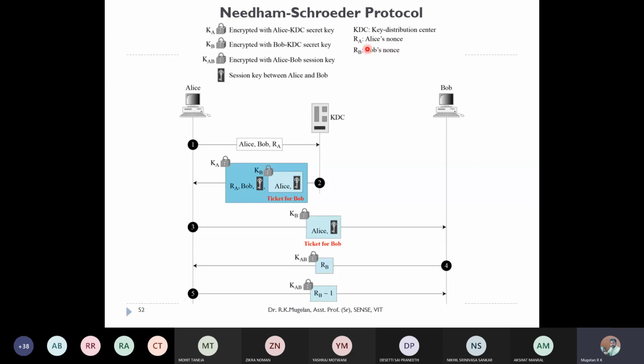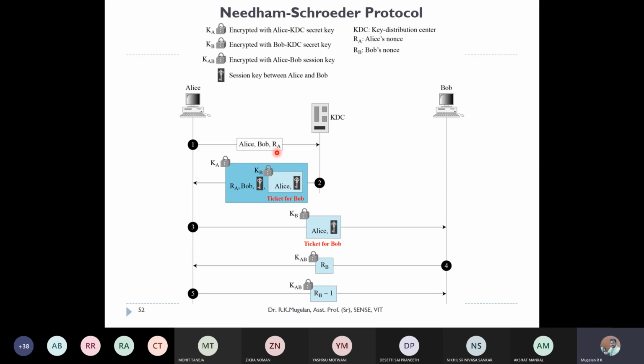And here come new parameters called RA and RB. RA is called Alice's nonce and RB is Bob's nonce. Alice's nonce is a secret value known only to Alice, and R suffix B is again a secret value known only to Bob. So how does the communication begin? Alice will start communicating to the KDC, stating that Alice wants to communicate with Bob, and this is the nonce of Alice, R suffix A. Once the KDC receives this information, it will check the authenticity of Alice, whether she is a registered user under the KDC.